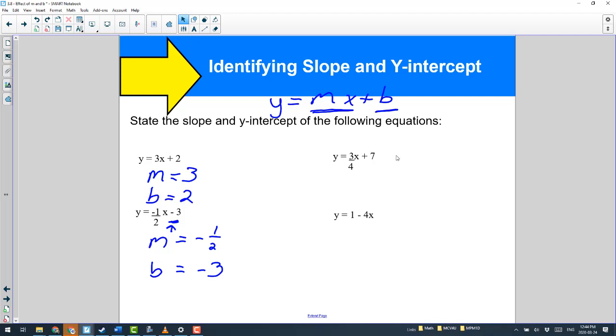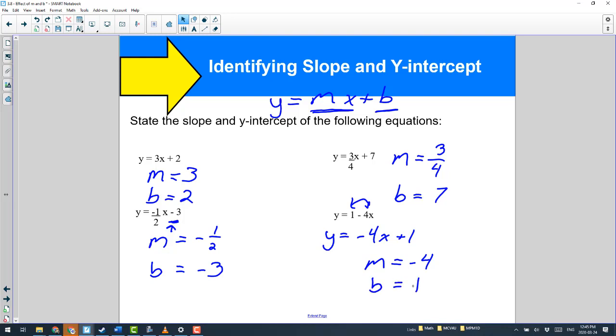Going up to the top right, our slope is 3/4, and our y-intercept is 7. This next one I purposely made a little bit tricky. The slope in this case is not 1. We often write the slope as the first number, but again, the slope is the value that goes with the x. It's the coefficient of the x. I could very easily rewrite this, just switching places here: this is negative 4x plus 1. Remember that the negative belongs to the 4. So in this case, my slope is negative 4, and my y-intercept is positive 1.